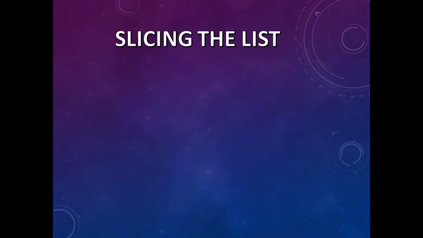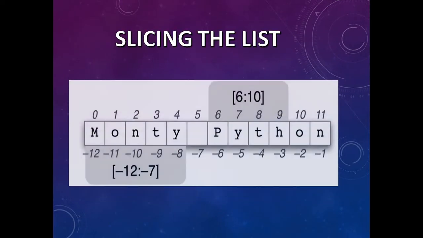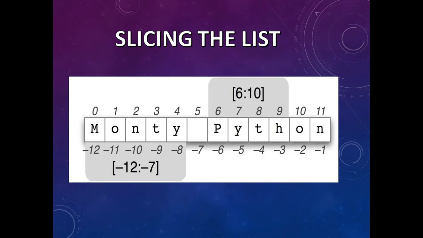Next, slicing the list. Monty Python is the word I have given here, and it has numbers. It is numbered in the positive way and also in the negative manner. The positive index runs from 0 to 11 and the negative indexes are from -1 to -12. For the space also, one box is allocated. Now if you give 6:10, it will take the values from 6 to 9. It is highlighted here. So you will get the result PYTH.